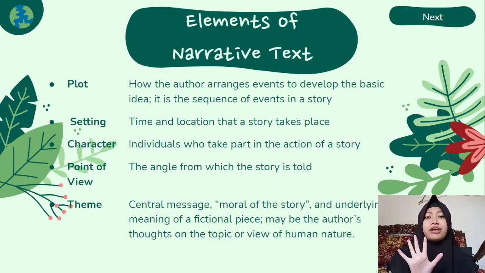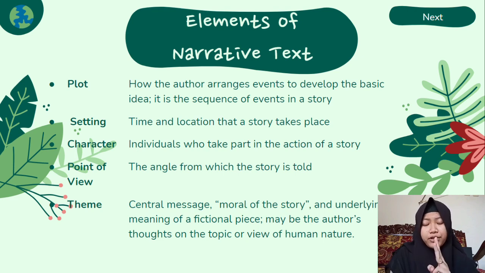There are 5 elements of narrative text that should be included to build a narrative text. First is plot. It is how the author arranges events to develop the basic idea. Setting is time and location that a story takes place. Character is individuals who take part in the action of a story. And then point of view, it is the angle from which the story is told.